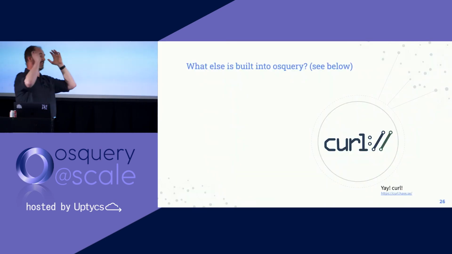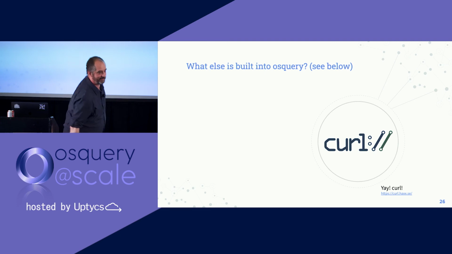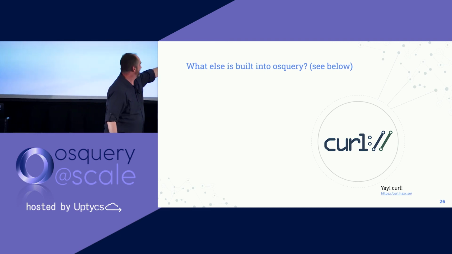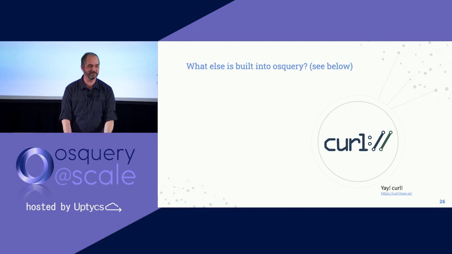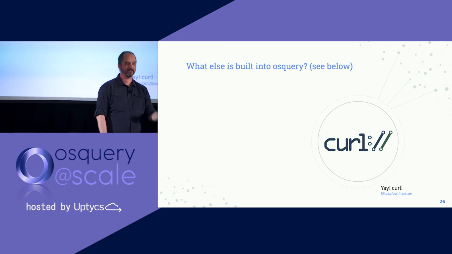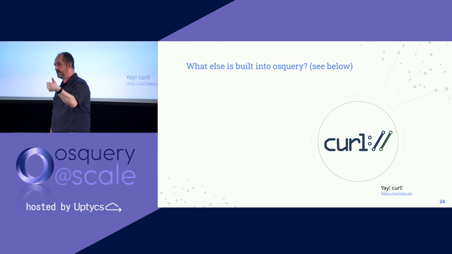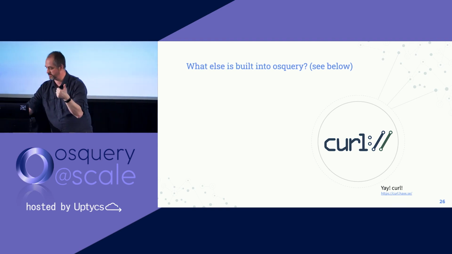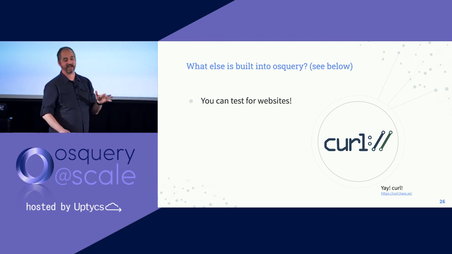But wait, there's more you can do. Guess what else is built into osquery? I know, it's right there. Curl is built into osquery. Curl allows you to do lots of cool things with osquery. And actually, I only mean two cool things. First, it allows you to test whether a website is up or not. And this is kind of neat.